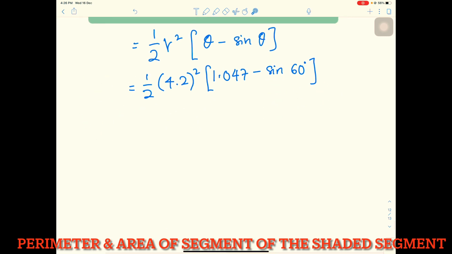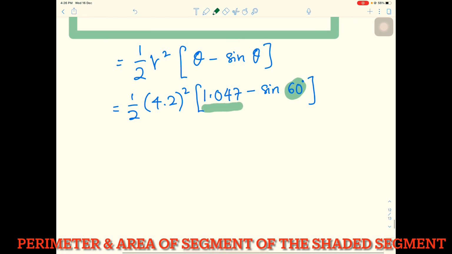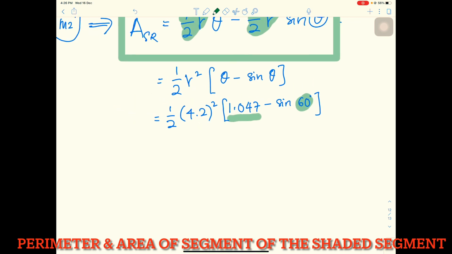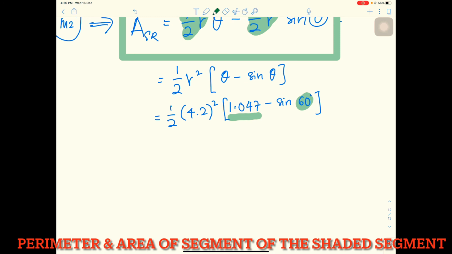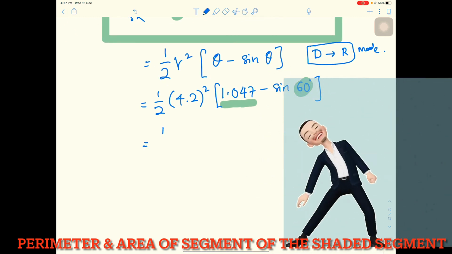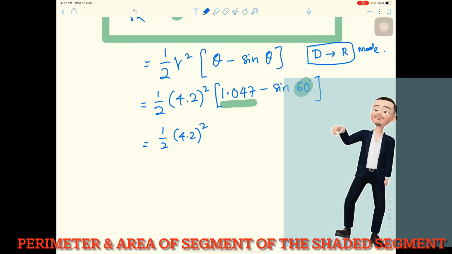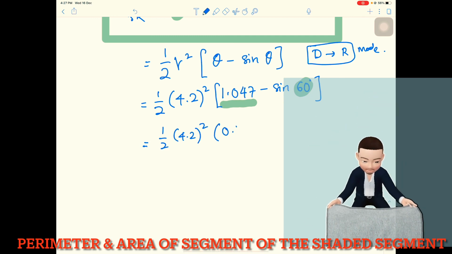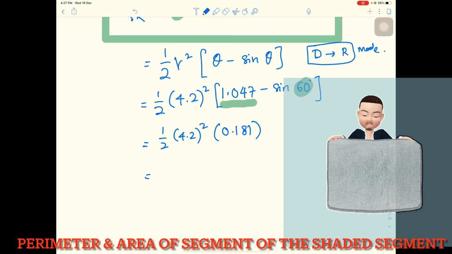For your information, 60 degrees can also use the radian value, but in your calculator you have to change the mode from D to radian. So straight away you will get 1 over 2 times 4.2 squared times 0.181. Therefore it equals 1.59.